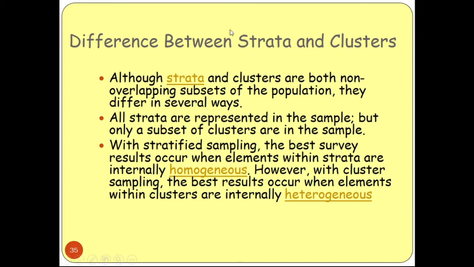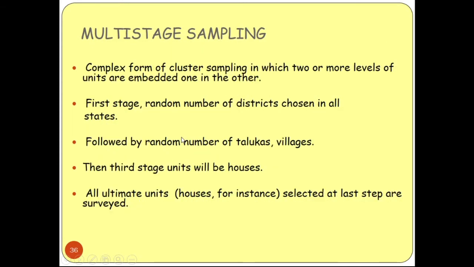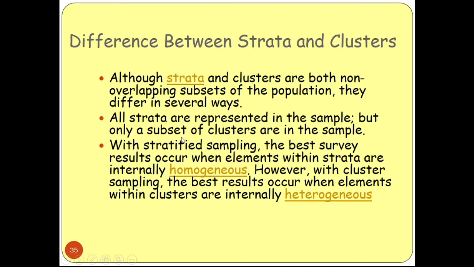So the strata and the clusters both are non-overlapping subsets. Okay, so with stratified sampling, the best survey results occur when the elements within strata are internally homogeneous. That means we are getting the same type of data. So that is the best survey result when the data's quality and categories are the same.